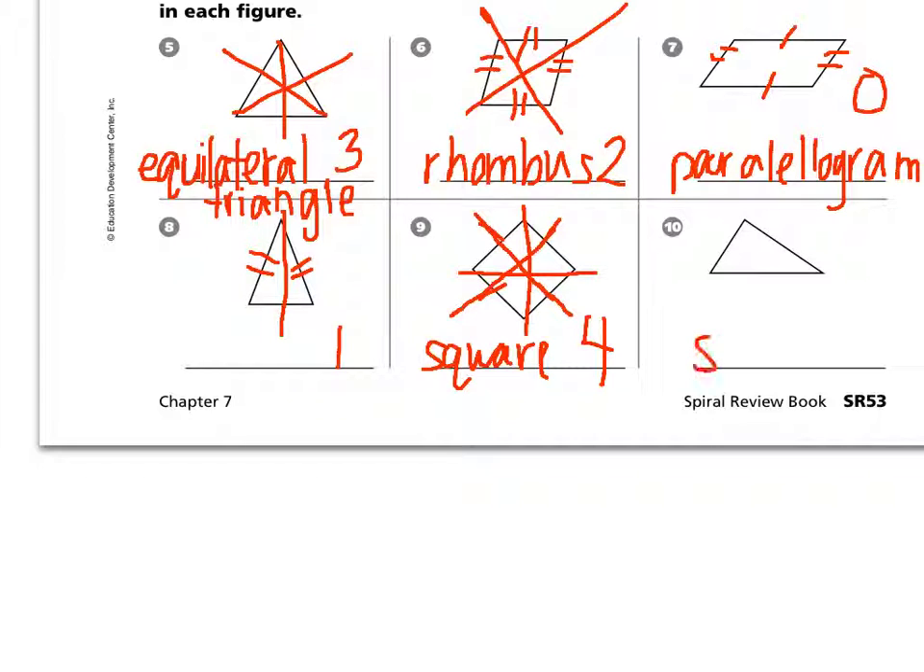This is a scalene triangle because none of the sides are equal, which means that there's 0 lines of symmetry.